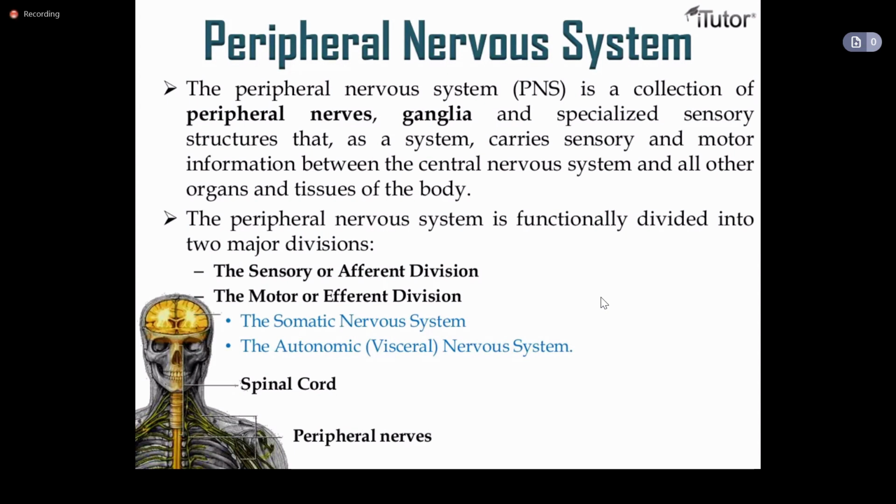The peripheral nervous system is functionally divided into two major divisions: the sensory or afferent division and the motor or efferent division. This is the somatic nervous system and autonomic nervous system. The spinal cord connectivity is major.